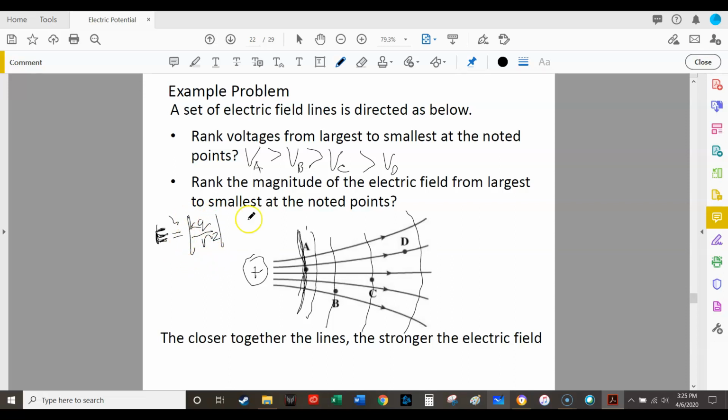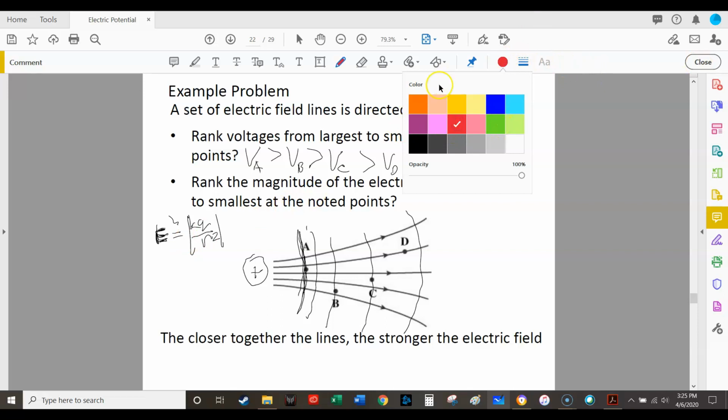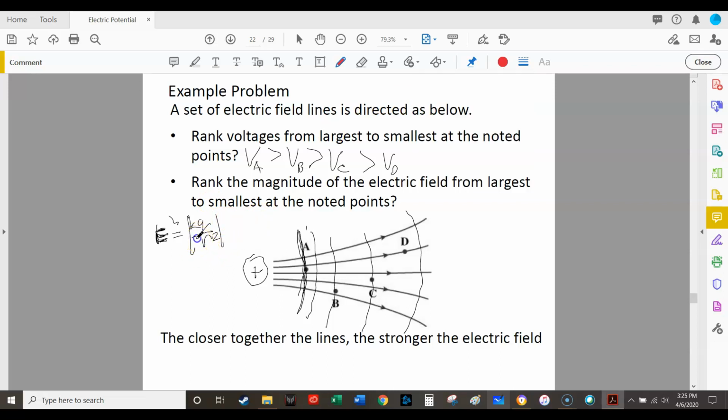Well, what that means is that if distance increases, then the electric field is going to decrease. So the further I get away from the source of the electric field, the weaker the electric field is. Notice that the electric field lines are getting further apart.